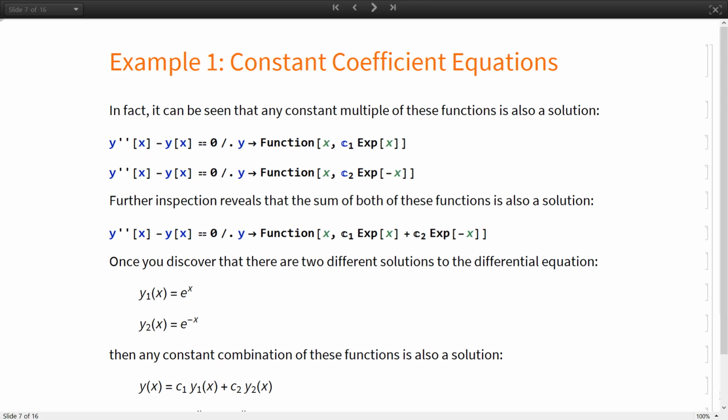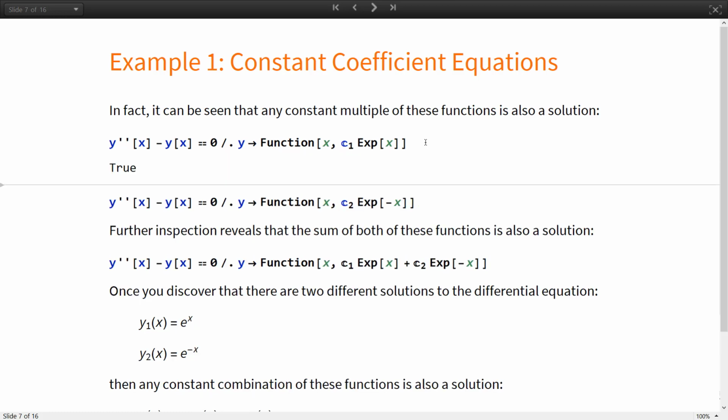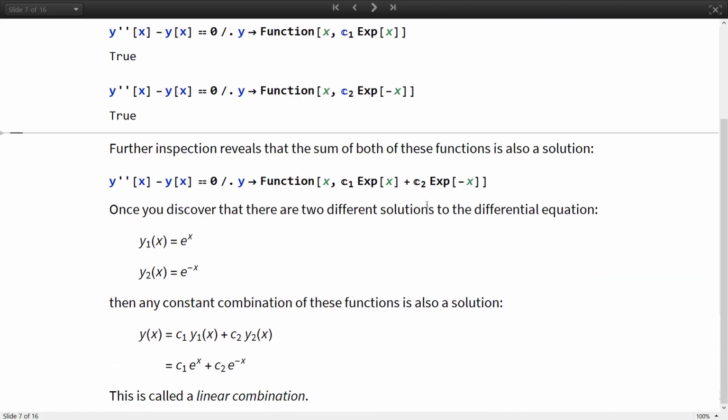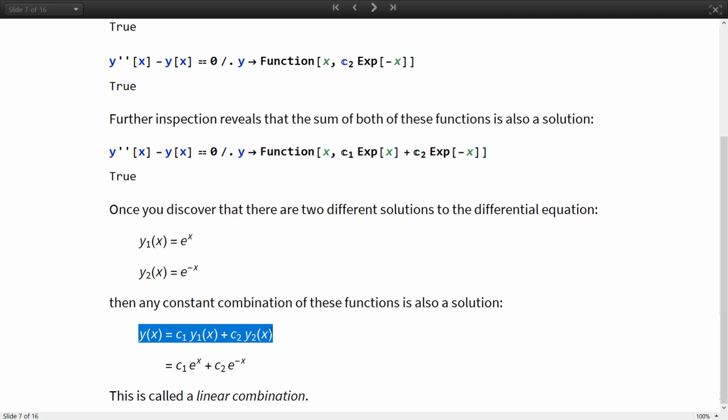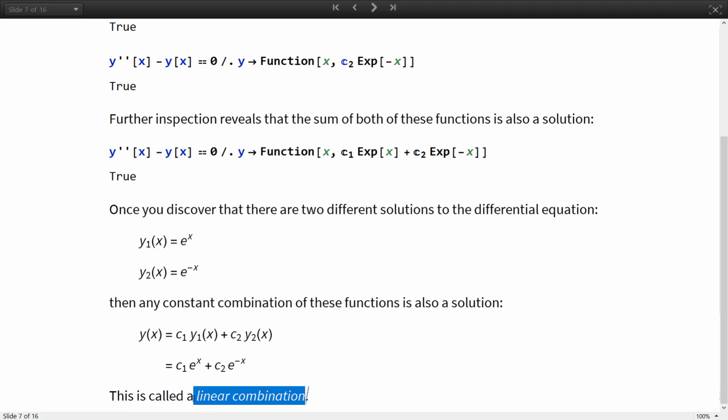We have seen that e to the x and e to the minus x are both solutions to the differential equation. In fact, any constant multiple of these functions is also a solution. It is also true that the sum of these functions is a solution as well. Once you discover that there are two different solutions to a differential equation, e to the x and e to the minus x in this case, then any constant combination of these functions is also a solution. This constant combination of functions is called a linear combination.